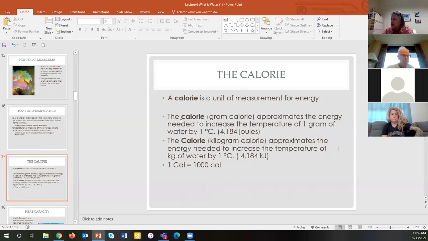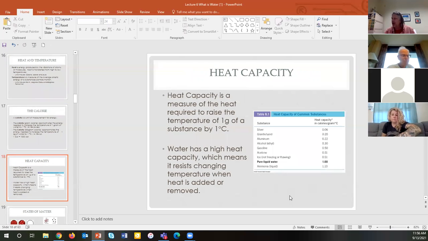A small calorie with a small c is 1 gram of water. A capital C, or more often kilocalorie, is 1 kilogram of water, 1 degree Celsius. And we call the amount of energy it takes to change 1 gram the heat capacity. Water is the index of 1.